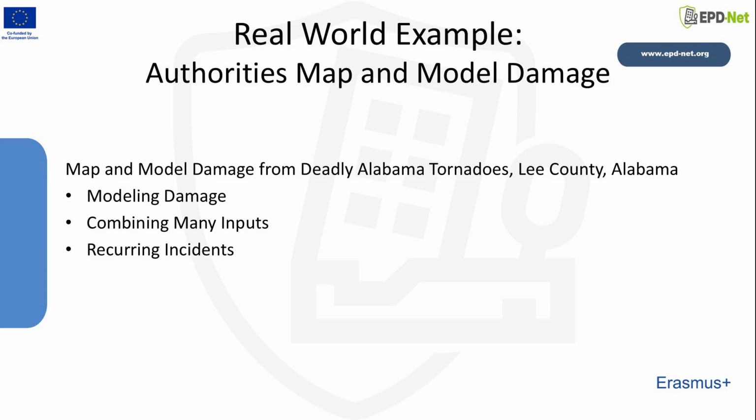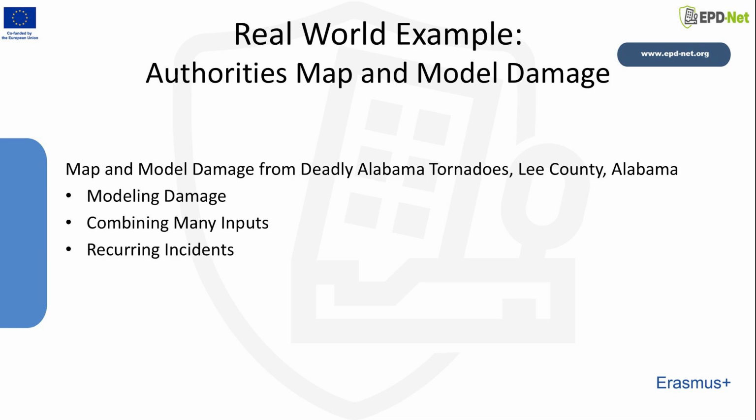Let's look at how GIS supported damage assessment after the devastating tornadoes in Lee County, Alabama. Modeling damage. When twin tornadoes hit the region with winds exceeding 170 miles per hour, entire neighborhoods were destroyed within minutes.